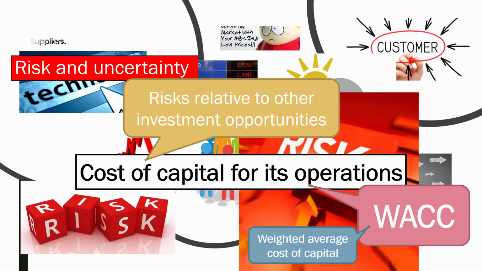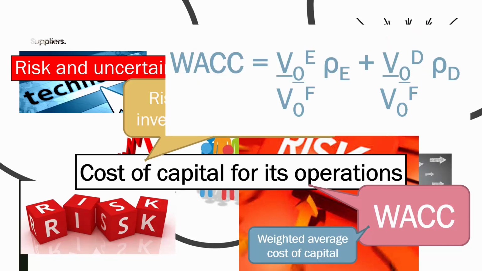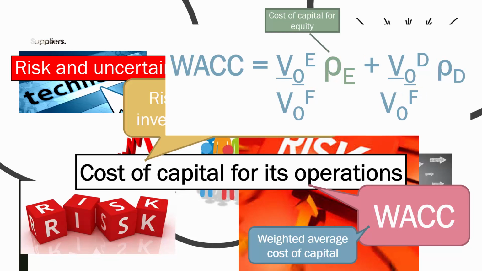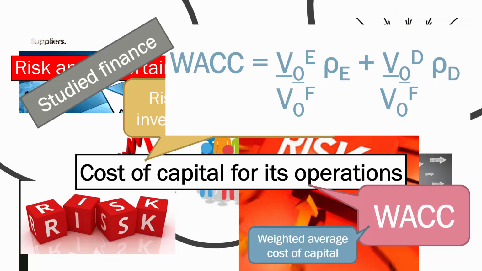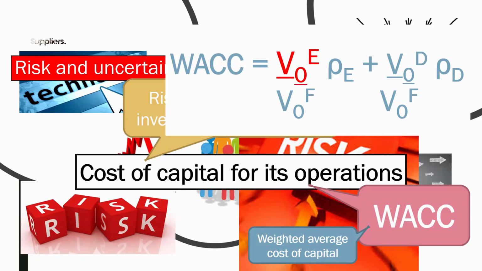It is usually called the weighted average cost of capital because it can be expressed as the weighted average of the cost of capital for equity and the cost of capital for debt. This will be a familiar concept for those who have studied finance. VE is the market value of a firm's equity in period zero. VD is the market value of a firm's debt in period zero. And VF is the market value of a firm's operations in period zero.